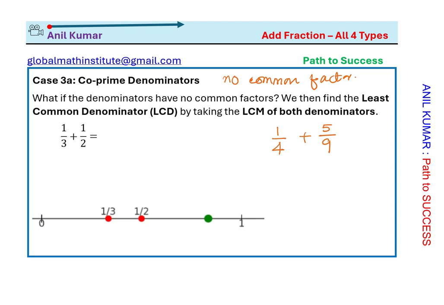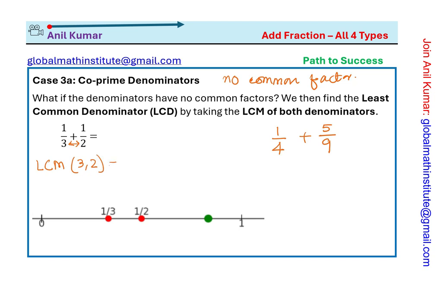Now, what if the denominators have no common factors? We then find the least common denominator by taking the LCM of both the denominators. Basically, in this case, you multiply them. So the LCM of 3 and 2 is going to be equal to 6, which you get by cross multiplication. You see that. So let me write down here. This is a very special case when you do cross multiplication.